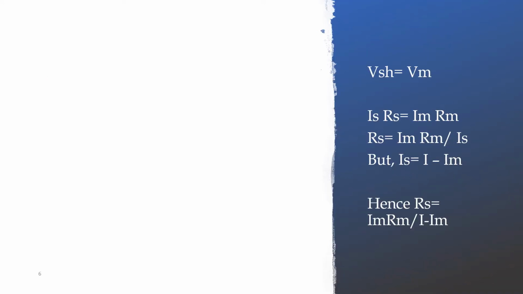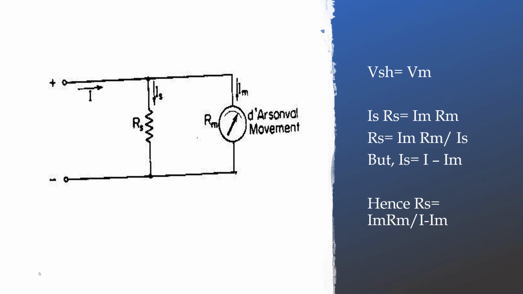But we can't get an ideal ammeter or an ideal voltmeter. So, this is the circuit of a basic ammeter. This basic ammeter has a resistance in parallel with the meter, which is working on the principle of the D'Arsonval, that is the PMMC instrument.